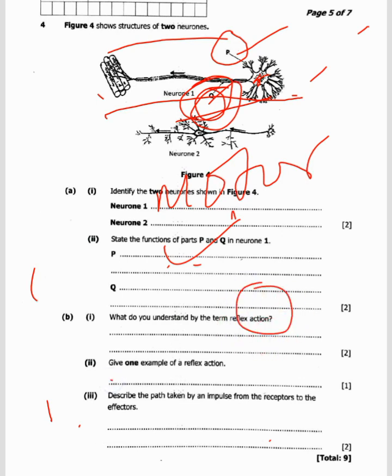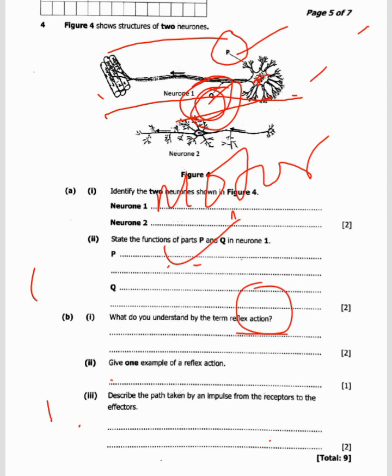We come to B2. We're saying give an example of a reflex action. For instance, when you touch a hot object, you are not going to think whether you want to remove your hand from that hot object or not. Your hand will be removed automatically. So withdrawing a hand after touching a hot object is an example. You can also say withdrawing a hand after touching a sharp object, which is one and the same thing.